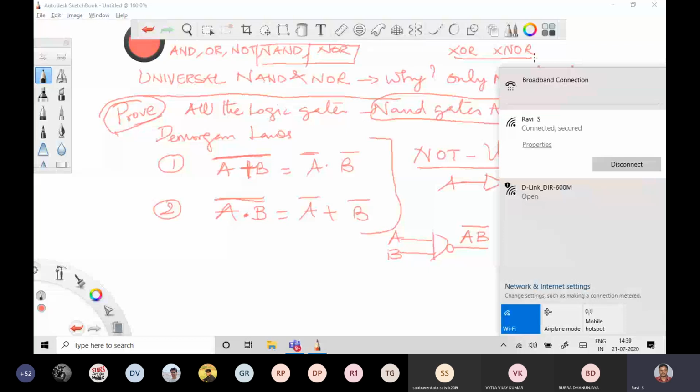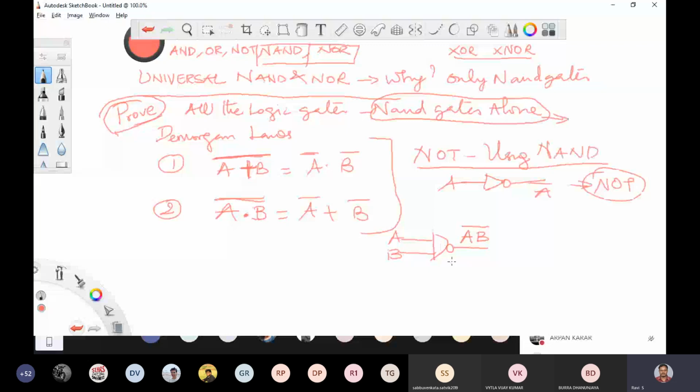So now this is the general logic. When I apply A, B as input, NAND will give you A dot B the whole bar. Correct. Now what I'm doing is replacing B with the same variable A. Then I'll get my NAND expression as A into A whole bar. Correct?